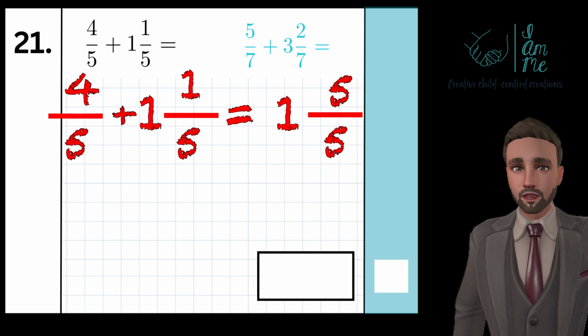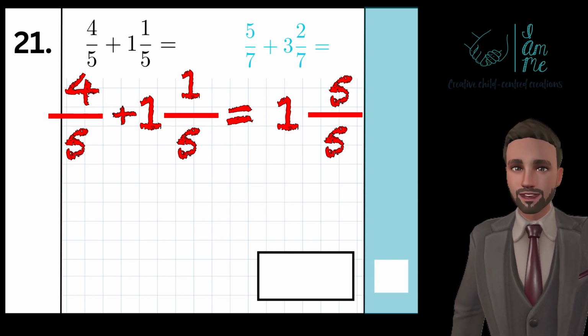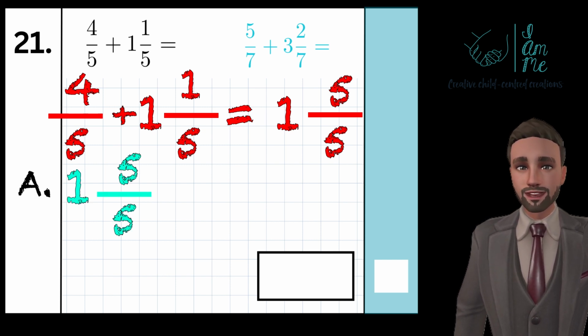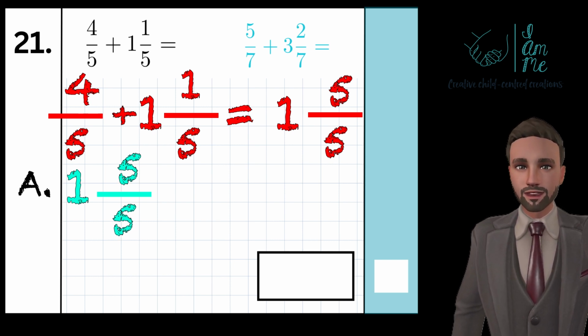Unfortunately, this won't get you the answer, as you aren't allowed to have an improper fraction and the mixed number together. You have to have one or the other. So option A, converting my answer into a mixed number, which means I need to make sure my fraction part of my answer has a numerator that is smaller than its denominator.